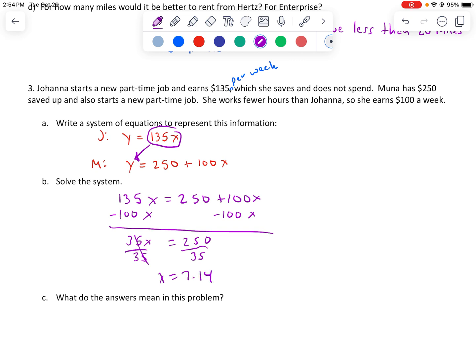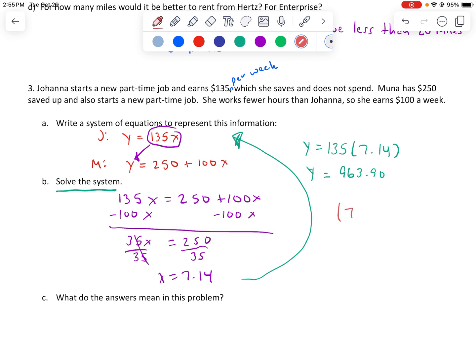Remember, x is how many weeks we are working. So in 7.14 weeks, we would need to plug that in to figure out how much money we are going to make. Because again, solving the system means you need an x and a y. It doesn't matter which equation you use, I'm going to plug it into the top. So we're going to have y equals 135 times 7.14. So after about 7 weeks, they will both have made $963.90. So again, if we write this as an ordered pair, this would be (7.14, 963.9).